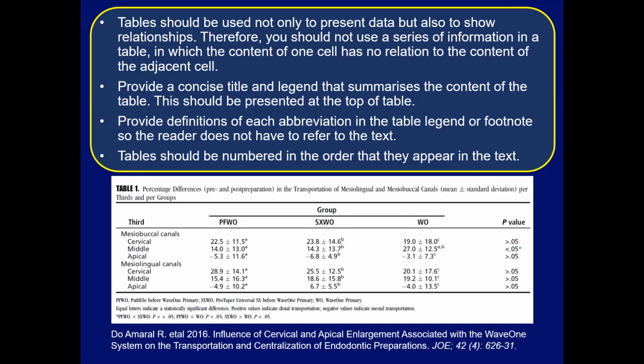Tables should be numbered in the order that they appear in the text. So when you talk about a paragraph in the results within the text and you refer to table 1, it has to be table 1 in the same order, and then table 2, table 3, and so on. So you have to put them in the same sequential numbering.